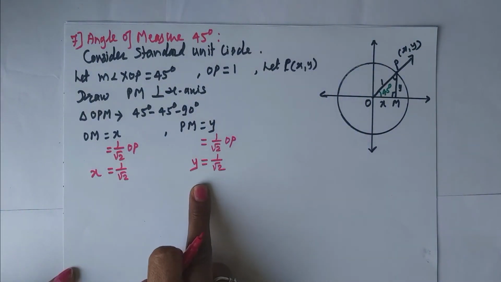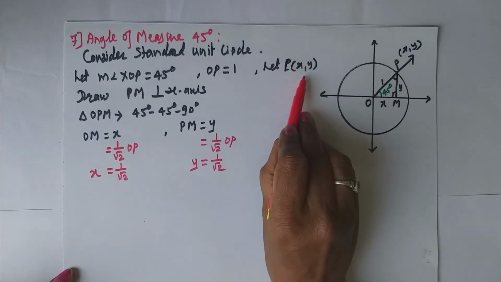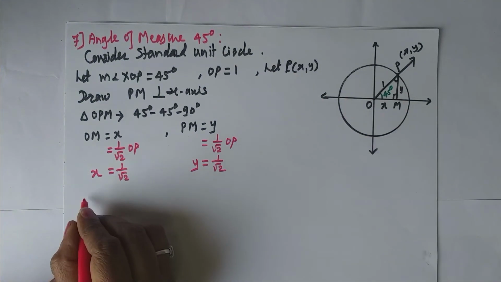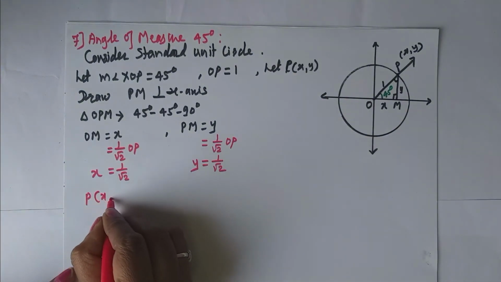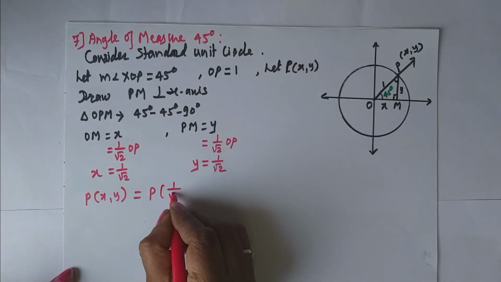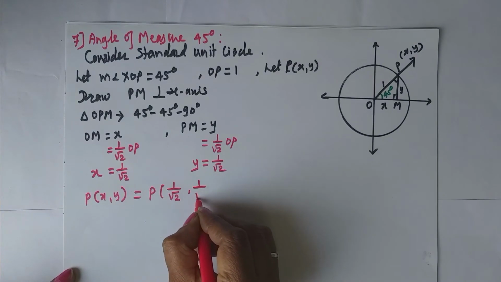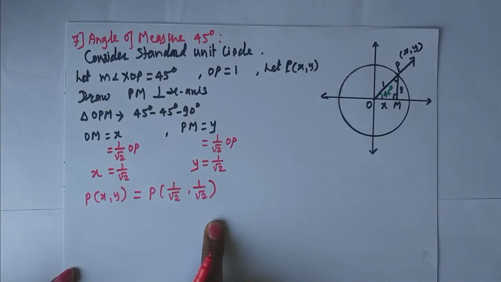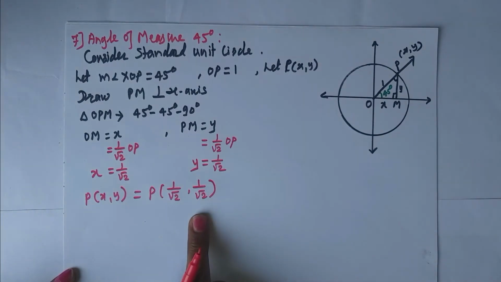In this way, we have got the values of x and y. And what are x and y? These x and y are nothing but the x and y coordinates of point P. Therefore, we have got here the coordinates of point P as 1 by root 2, 1 by root 2. And as P lies in the first quadrant, both x and y coordinates are positive. You remember that whenever the point is lying in the first quadrant, its x and y coordinates are always positive.